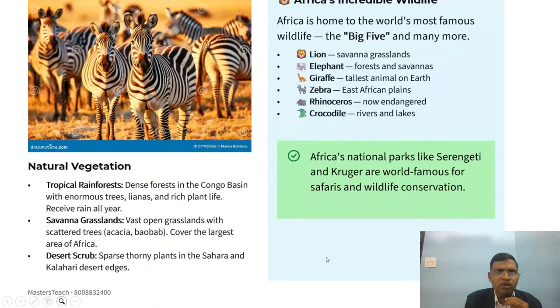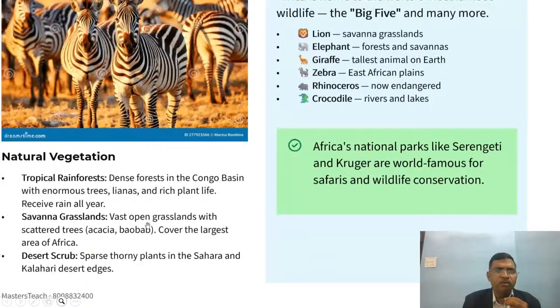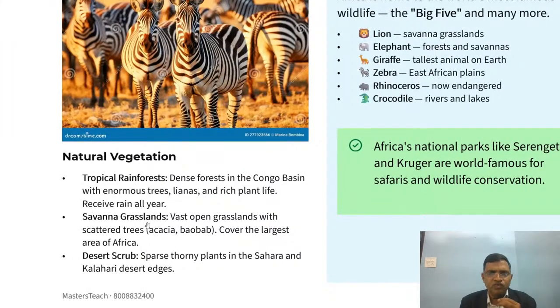Let me zoom here. So tropical rain forest. It is a dense forest in the Congo Basin with enormous trees, lianas, and rich plant life. It receives rainfall all year. Then savanna grassland. It's a vast open grassland with scattered trees like acacia and baobab. They cover the largest part of Africa. Then desert scrub, sparse thorny plants in the Sahara and Kalahari deserts. So these are the natural vegetation.